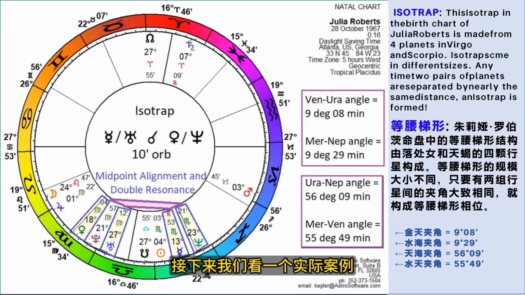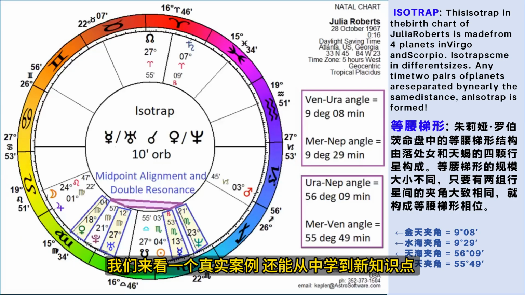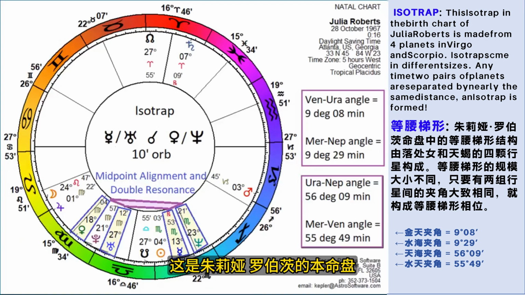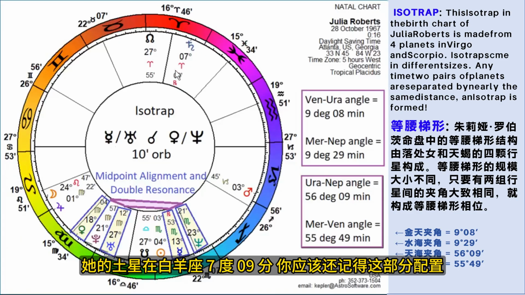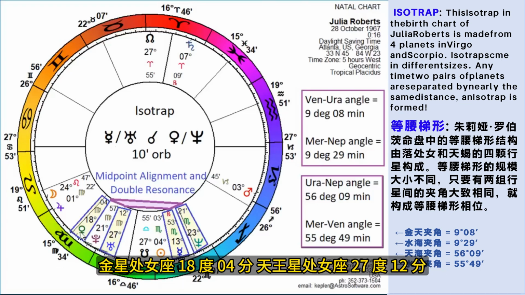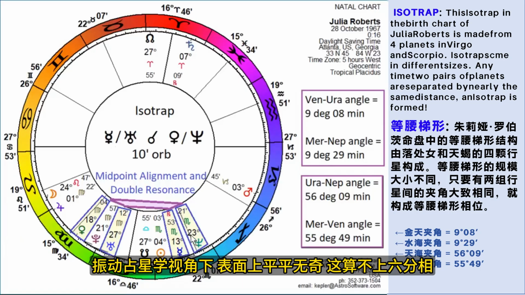Okay, so here's an isotrap. Let's look at a real world example, an actual real one. And also we're going to learn something new by looking at this example. This again is the birth chart of Julia Roberts that we've been looking at. There's her Saturn up there. It's 7 Aries 09. You might remember that part of her chart. And she has Venus at 18 Virgo 04, Uranus at 27 Virgo 12, Mercury at 13 Scorpio 53, Neptune at 23 Scorpio 21.